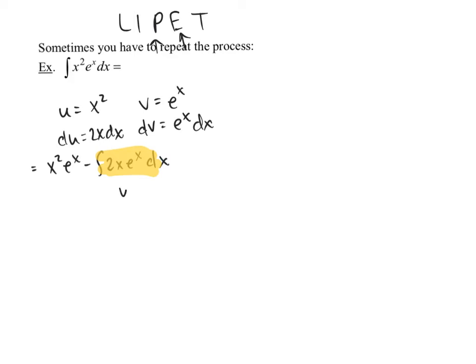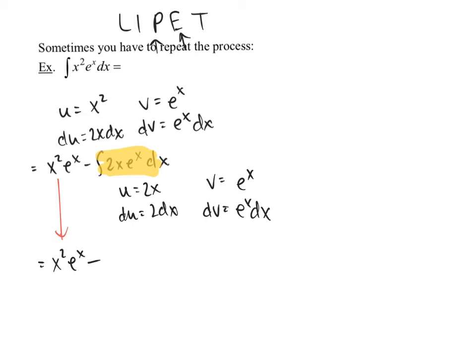Again, using LIPET, I know that u is going to be equal to 2x. That means that my du is going to be 2 dx, and my dv is going to be everything else other than the 2x, which is e to the x dx. That means that my v is the antiderivative of that, which will be e to the x. Now this term, when I go to the next step, is just going to carry down. So this will be x squared e to the x minus... Now, when I do this next by parts, I'm going to open a parentheses because the minus that is right here is going to have to go to both of those terms.